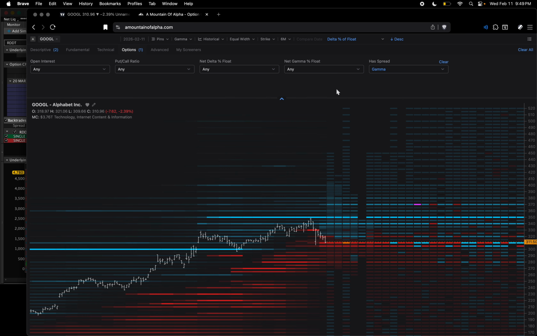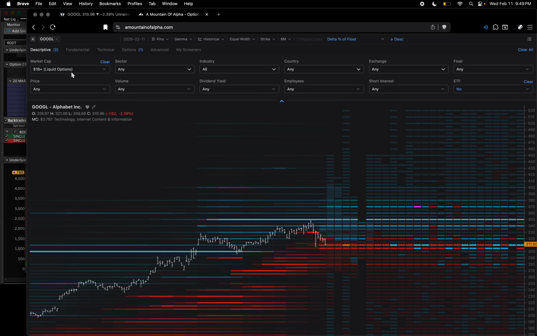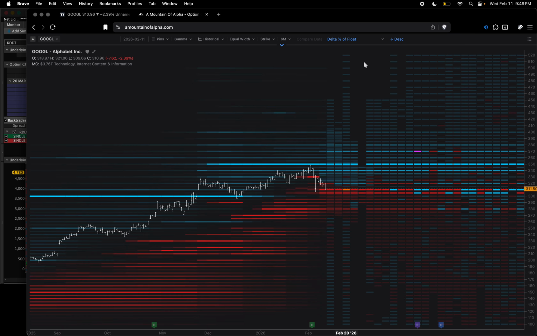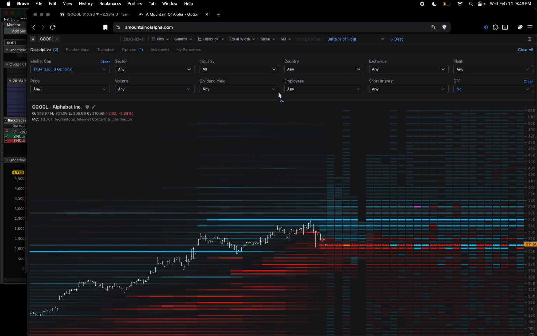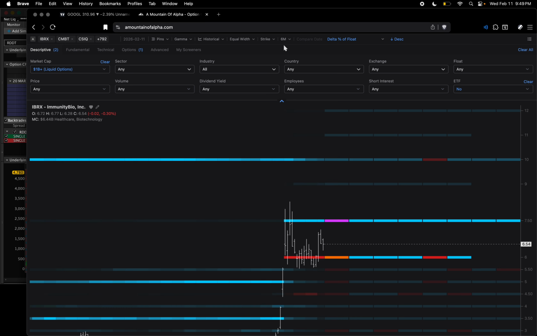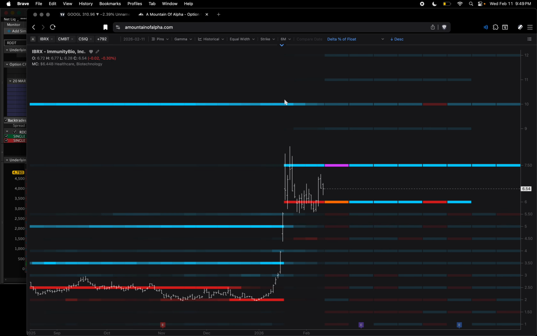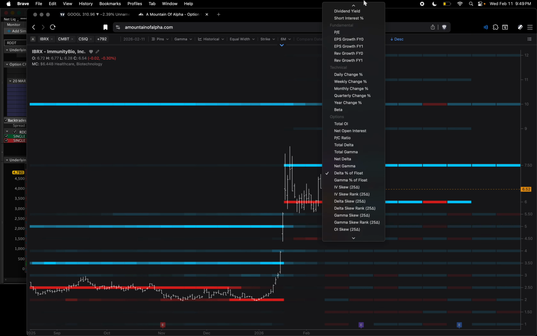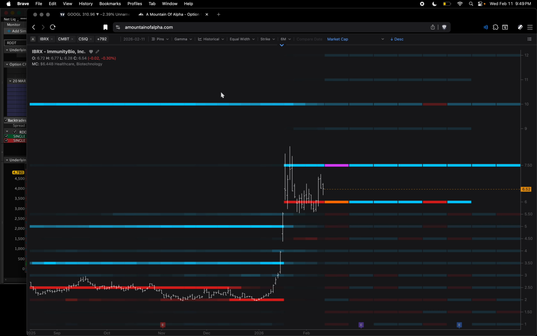All right, so let me go back. We have our screener here. We did our gamma spreads. We have our delta as a percentage of float. And let me rerun this. So you could rerun it, just hold control and click the arrow and it reruns it. So delta as a percentage of float and descending. And we can even do market cap just to see the big boys if they're in here.